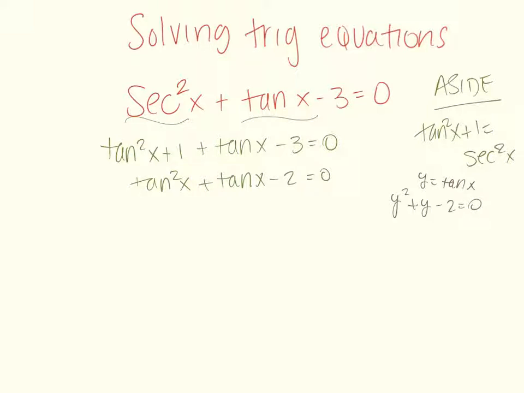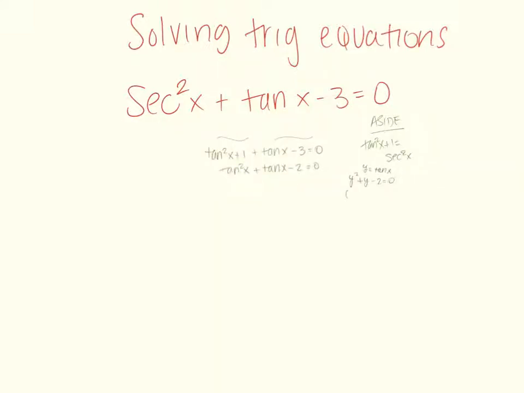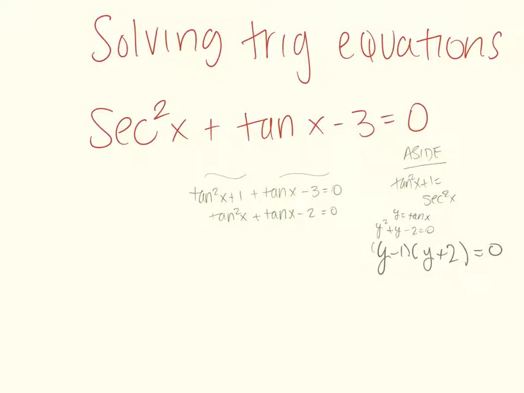We can factor this into y minus 1 times y plus 2 is equal to 0. So let's go back to our problem where we were using our tangent x. This means that tangent x minus 1 times tangent x plus 2 is equal to 0. We can set each of these factors equal to 0.